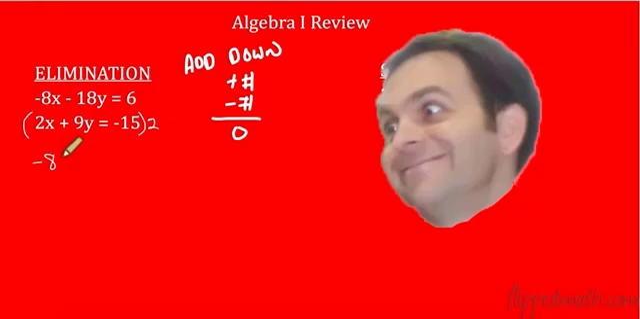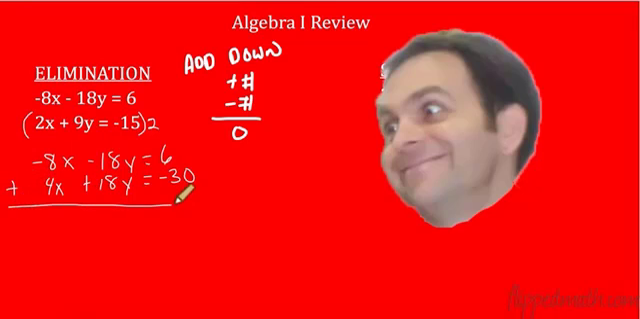So let's see what we have now. I have my first equation, of which I did nothing to it. My second equation, I have to multiply every single thing here. Remember that? 2x times 2 gives me 4x. 9y times 2 gives me positive 18y. And negative 15 times 2 is negative 30. Now you'll see right here in the middle, I have the same number, but opposite. So when I add these two things up, those will be eliminated.